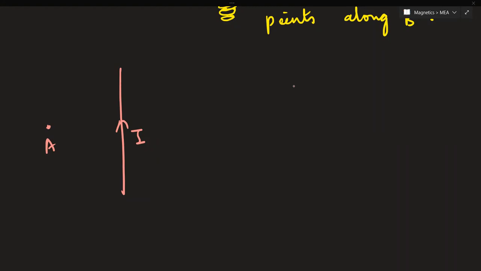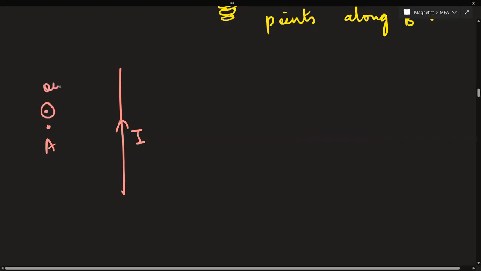Place your thumb and see the direction of the curvature of your fingers at this point. And remember, this dot is represented for outwards.